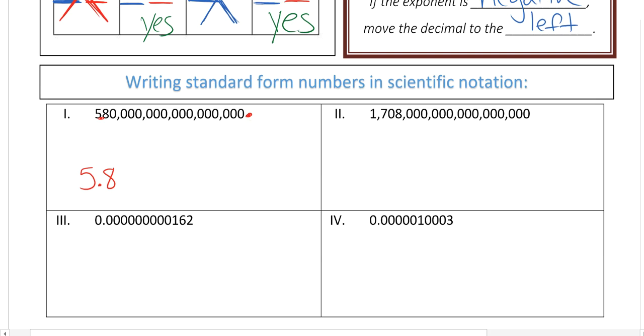I'm going to use what we call swings. If I start at that decimal point at the end, I'm going to swing 1, 2, 3, 4, 5, 6, 7, 8, 9, 10, 11, 12, 13, 14, 15, 16, 17. So there are 17 swings that decimal has to move to get between the 5 and the 8.